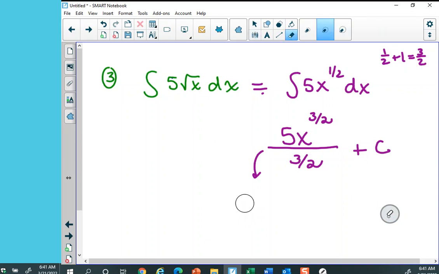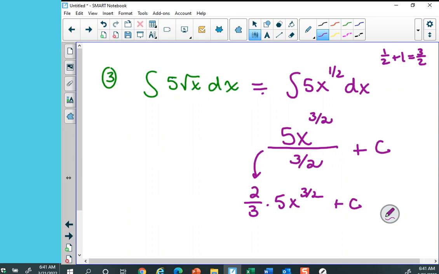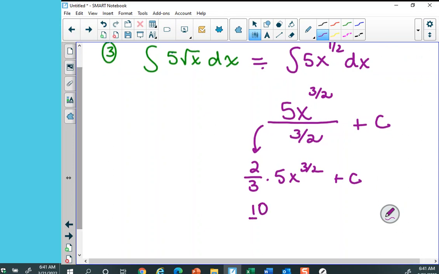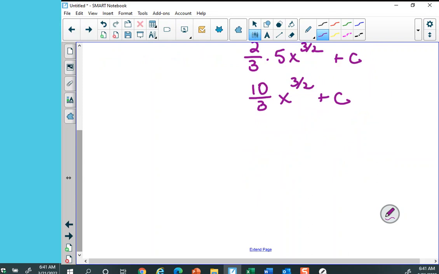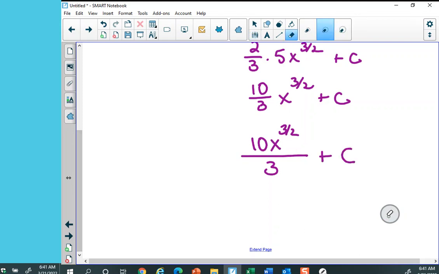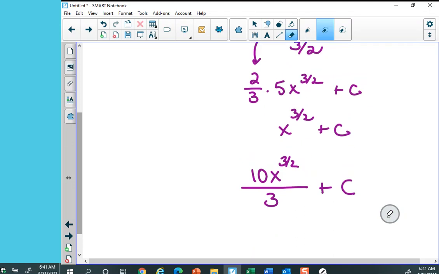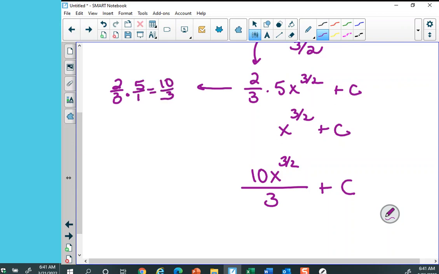Whoops, that's a mess. 2/3 times 5x to the 3/2 plus c. So, floaty fraction would be 10/3. Not so floaty, 10x to the 3/2 all divided by 3. Because, make a little note over here, 2/3 times 5/1, that's 10/3.